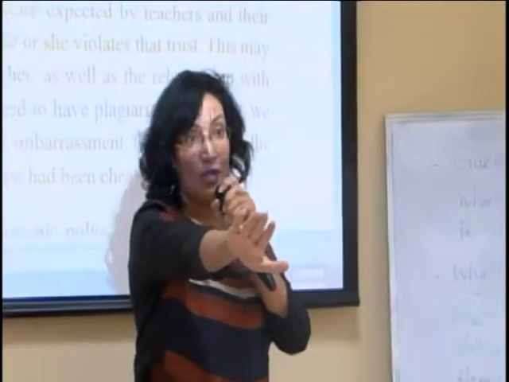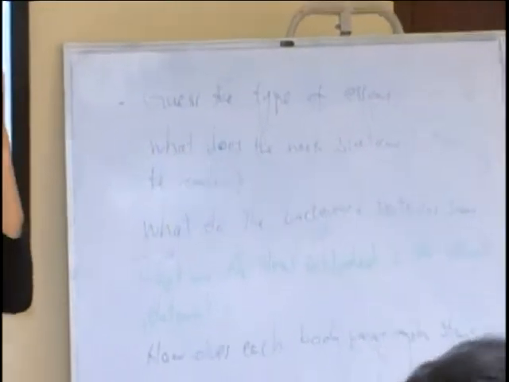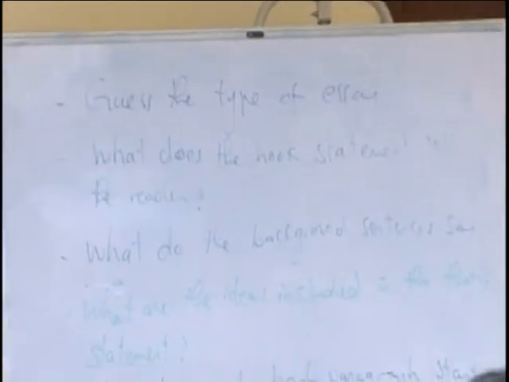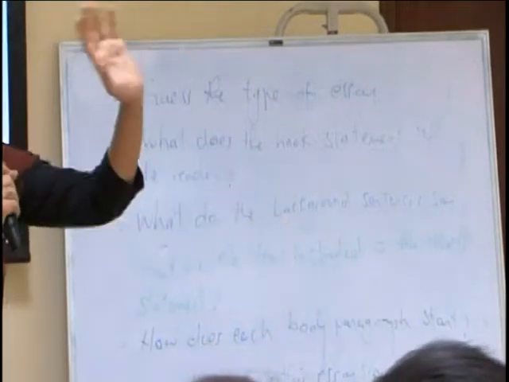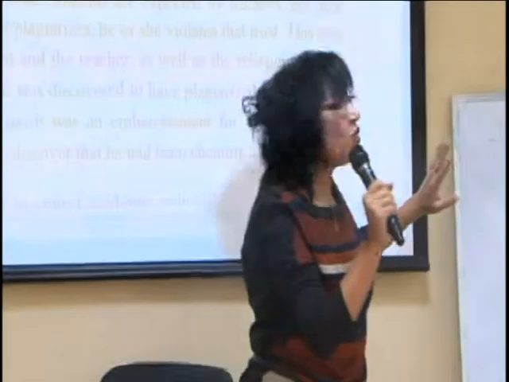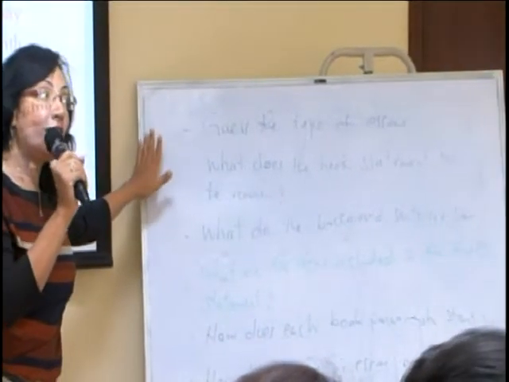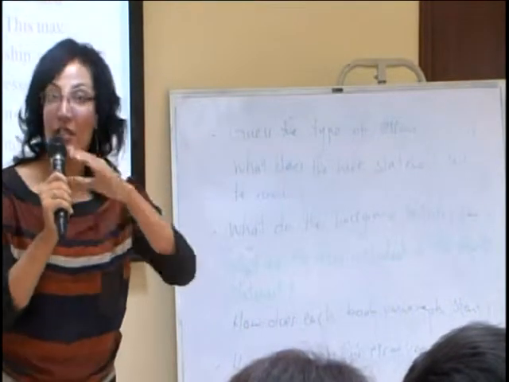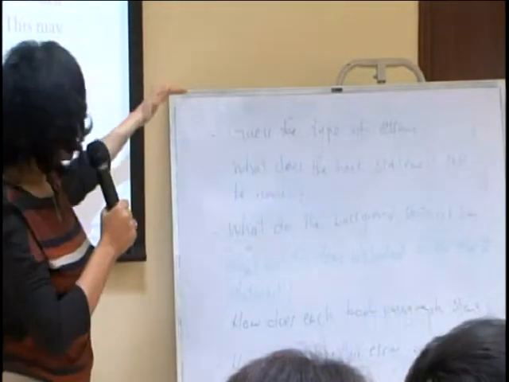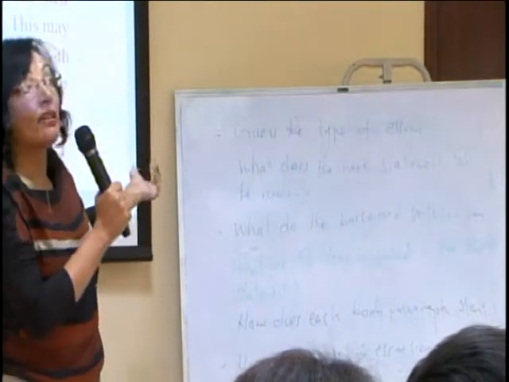The essay that you are reading, I'm sure you will not form a solid idea about the type of essay unless you read the essay thoroughly, not only one paragraph or two. So you may arrive at an answer to this question by the end of your analysis of the essay, okay? Now, chronologically, let's start with: what does the hook statement tell the reader?